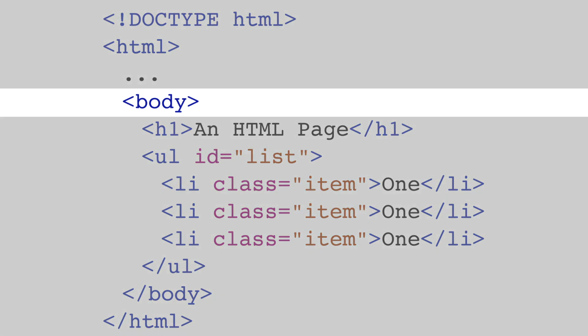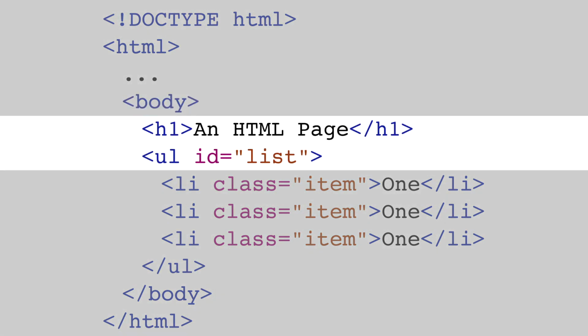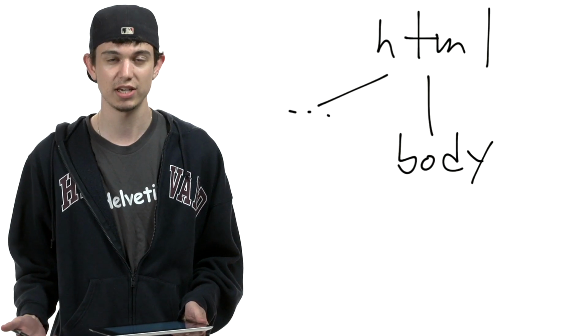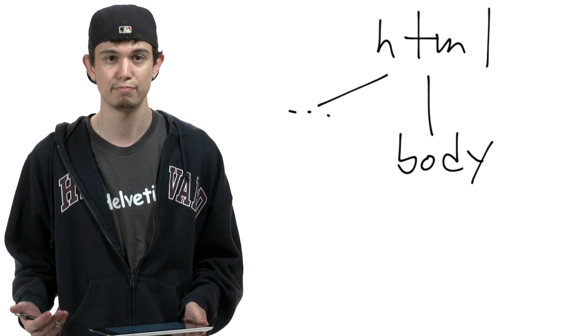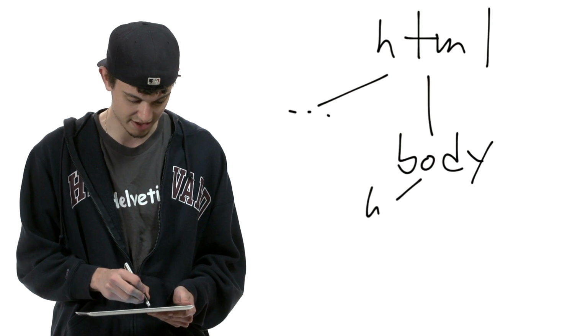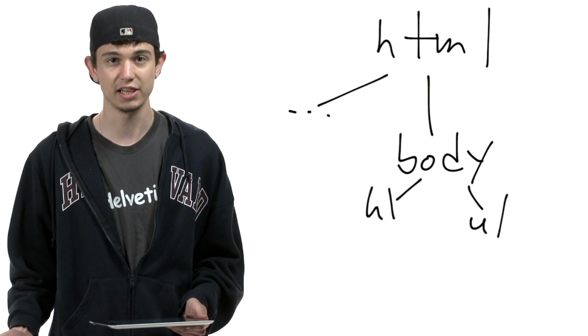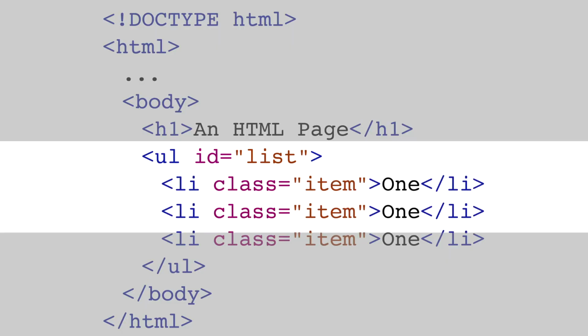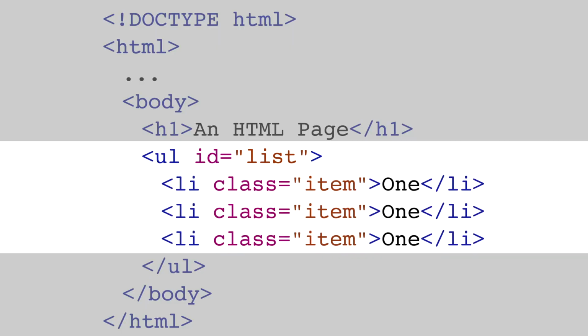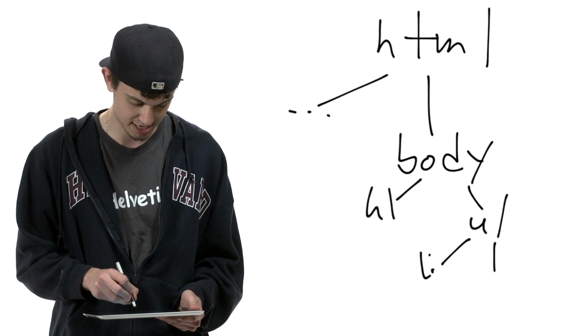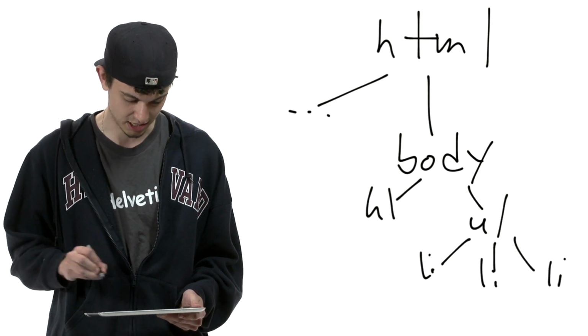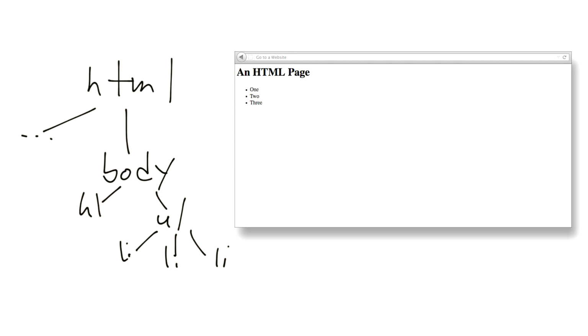Now we can see that body has two children of its own, the h1 element and the ul element. This means that we can connect both of those elements to the body element. So let's do that. We have an h1 and a ul. Finally, the ul element has three more children, and this will complete our DOM tree. So let's add li, li, li. So this completes our DOM tree, and this is how the browser is storing your web page.